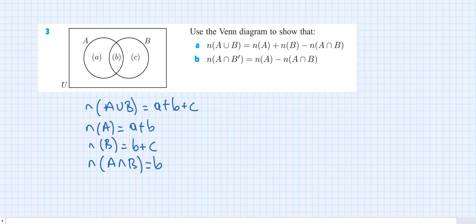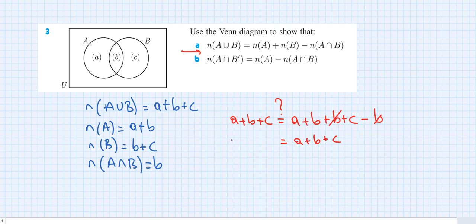Let's check whether this statement A is correct or not. The left hand side will be A plus B plus C. Is it equal to the right hand side? Number of A will be A plus B, plus B plus C, minus intersection B. And on the right hand side, one B will cancel each other, and I will have A plus B plus C, and on the left hand side also the same expression. So as you can see, this one is correct. For the second one, I will leave it for you to do it.